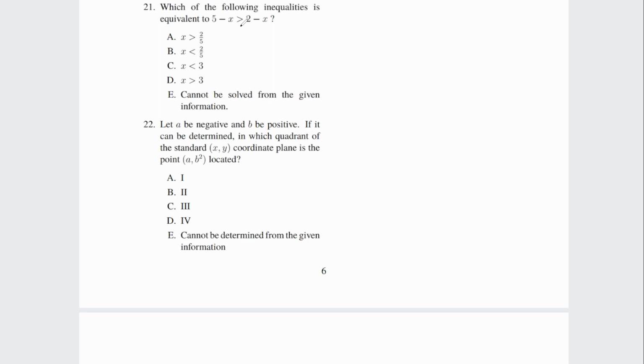If x is 0, 5 is bigger than 2. If x is 10, negative 5 is greater than negative 8. It doesn't matter what value of x we have. This is trivially true because 5 is greater than 2. So we can immediately eliminate all of these. These are all saying that x has to be something or something else, but it's always true for every value of x. So E must be our correct answer.